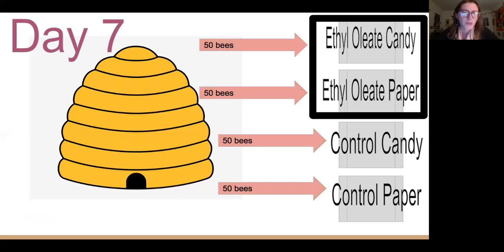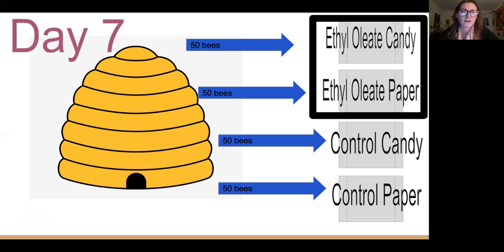On the 7th day that the pink bees were in, I did it again. On the 7th day that the yellow bees were in, I did it again. And then on the 7th day the blue bees were in, I did it again. So you can see that ends up being a lot of cages. That was 20 cages for that group.